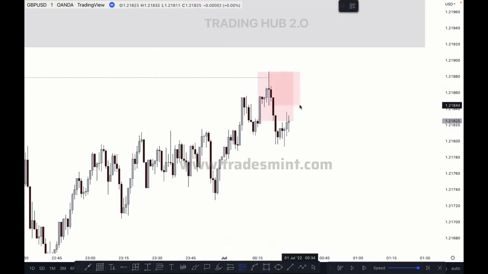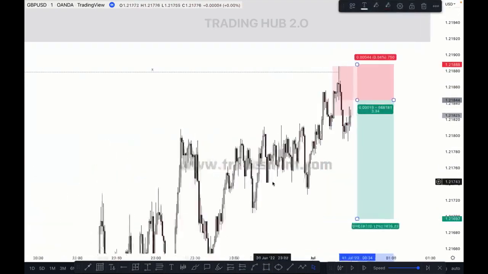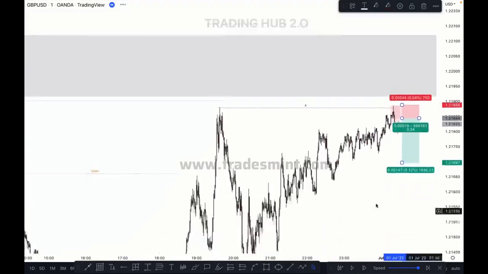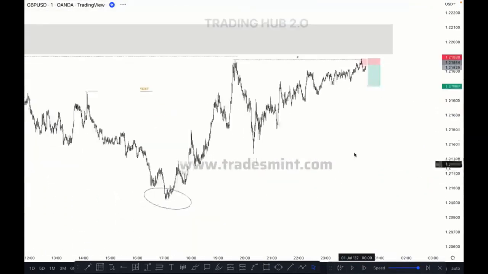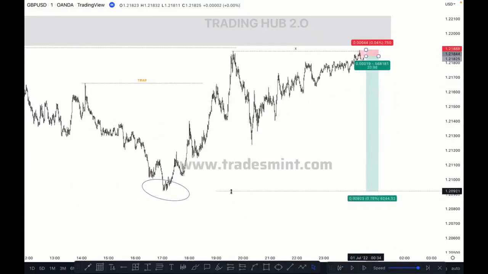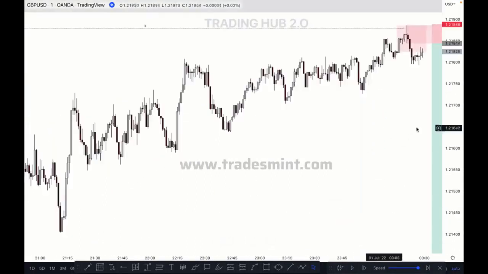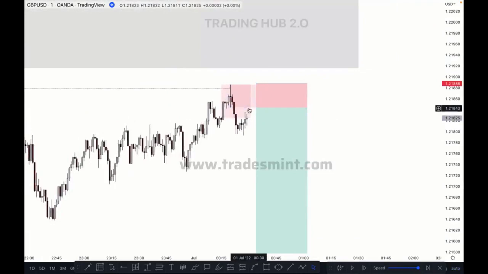So we can place our first entry here, and target will be M15 major low. Correct. So this will be our target. I will show you. Yeah, correct. So this one is our first entry.